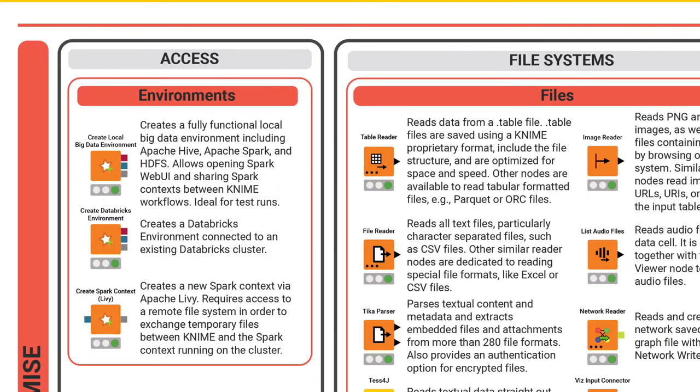Last but not least, KNIME provides a set of nodes that create big data environments or contexts. The Create Local Big Data Environment node creates a fully functional environment including Apache Hive, Apache Spark, and HDFS. It's ideal for testing your application before deploying it into the real cluster.